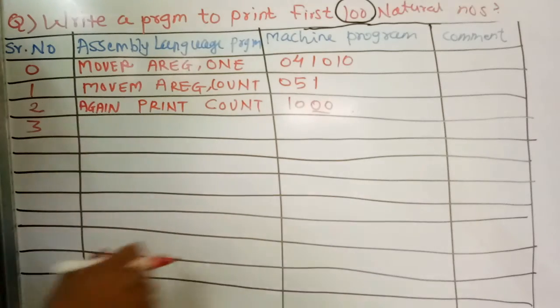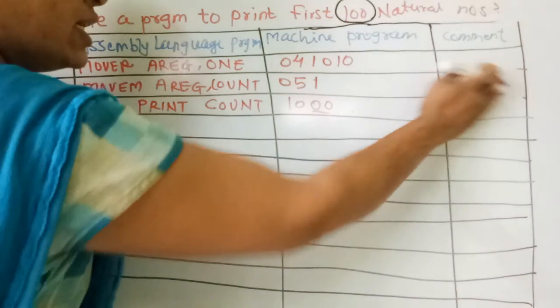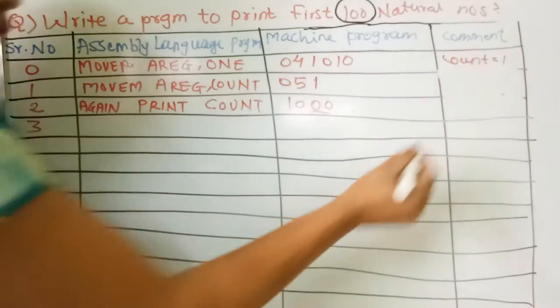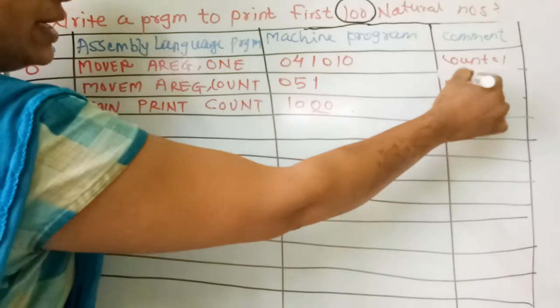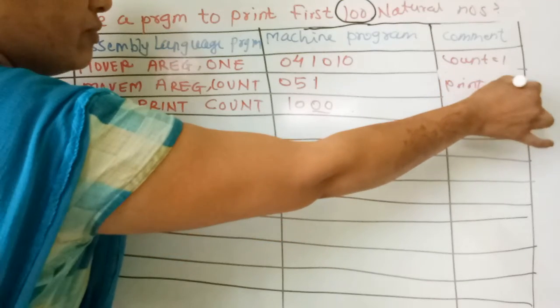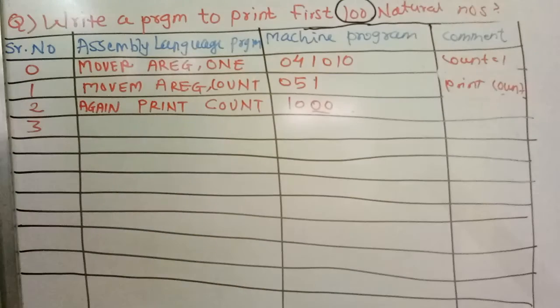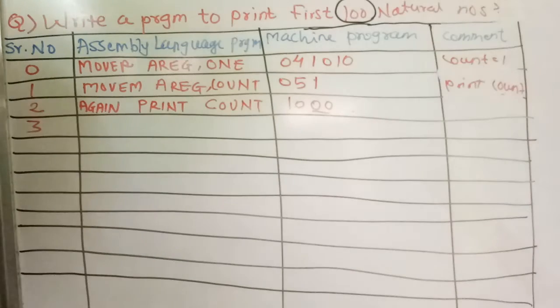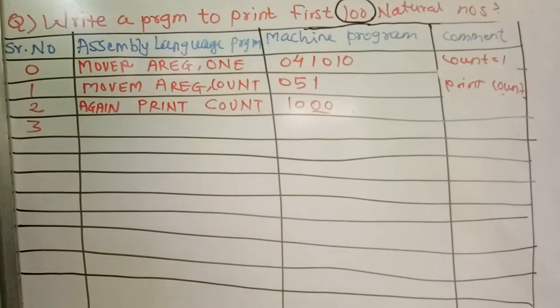Up till now we have specified here count equals 1 and we are printing the count. Comments are sections which can be included or excluded depending on your choice. As we have shifted the value 1 into the counter and we have printed the value 1, now we have to increment this counter by 1.